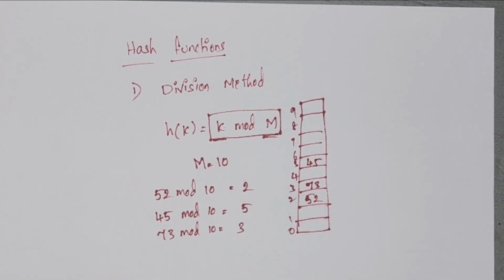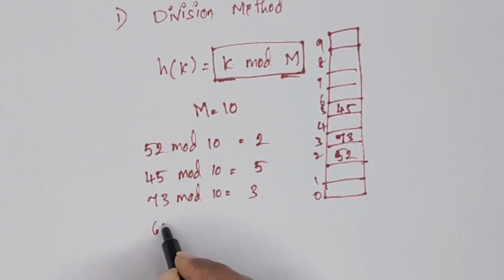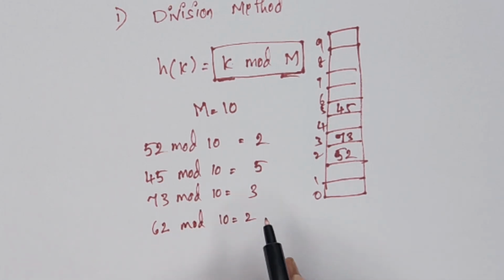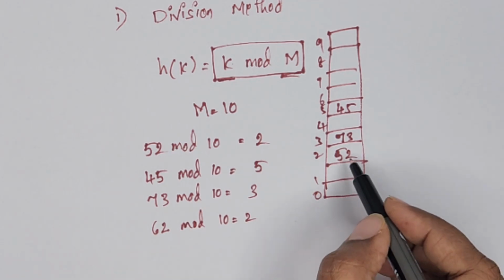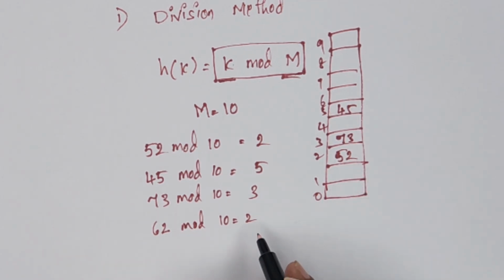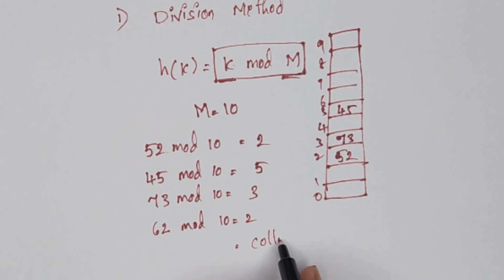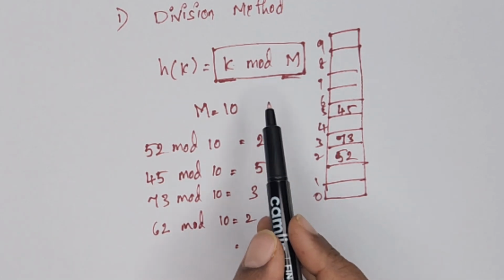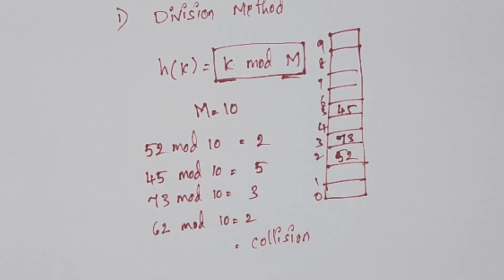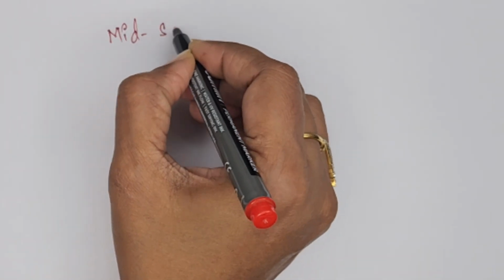This is the advantage. And the disadvantage is, for example, 62. If I want to store 62, again it generates the same index value. 52 mod 10 is 2, and 72, 82 also get the same index value, but already in the second location one element is there. This is called a collision. This is the problem in the division method. But the advantage is that it is very simple and you can calculate quickly. Okay, we'll see the next method, the mid square method.